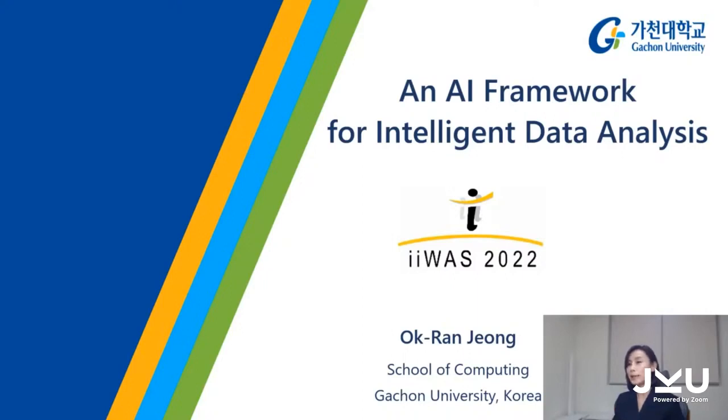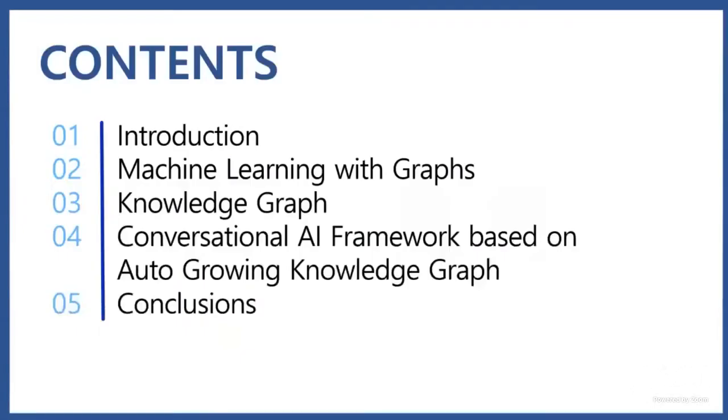In particular, I'll discuss the techniques that utilize the knowledge graph and the conversation AI framework based on it. One of the many key technologies that make AI faster is how computers understand the common sense of humans. In this presentation, I'll introduce the research background, machine learning with graphs and knowledge graphs. And I will talk in detail about the conversation AI framework based on auto-growing knowledge graph, designed and implemented by our research team.